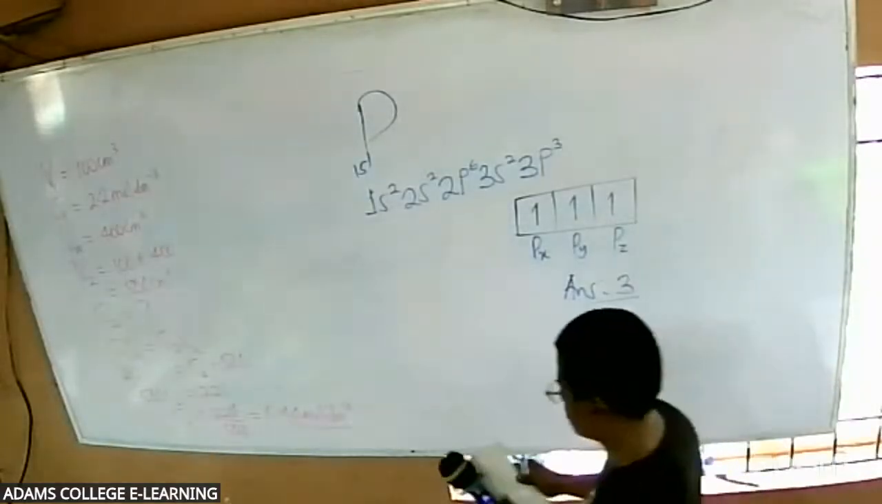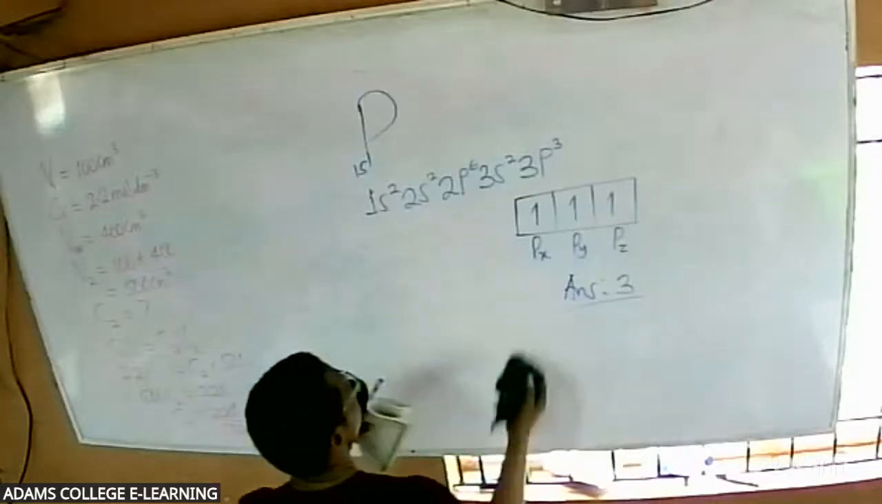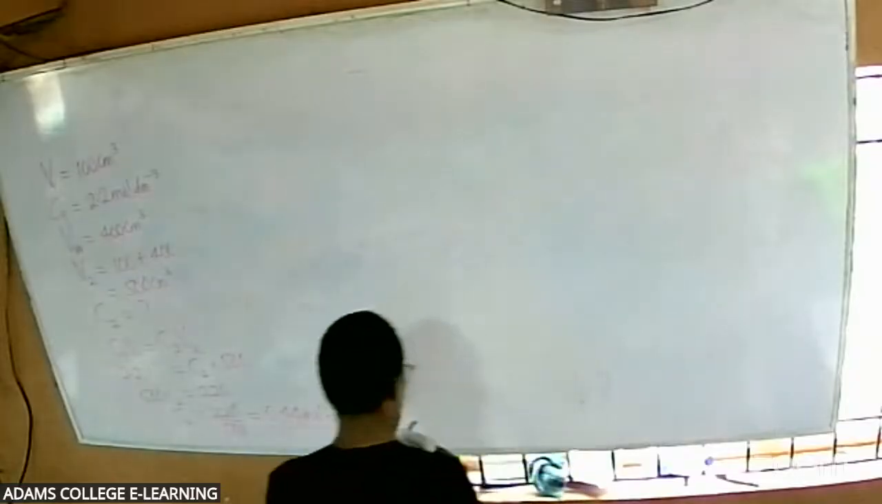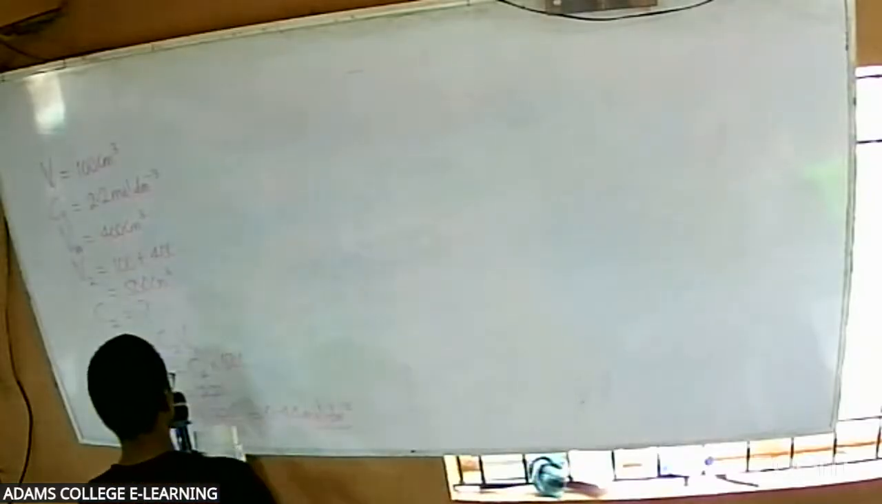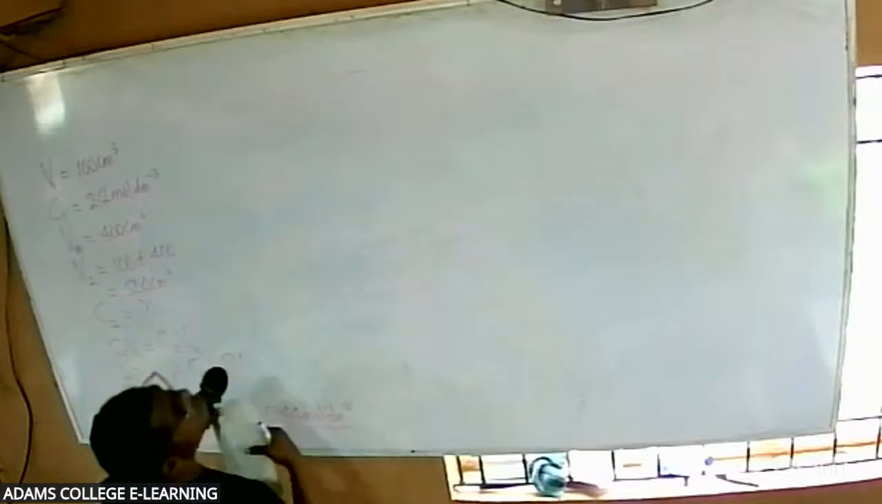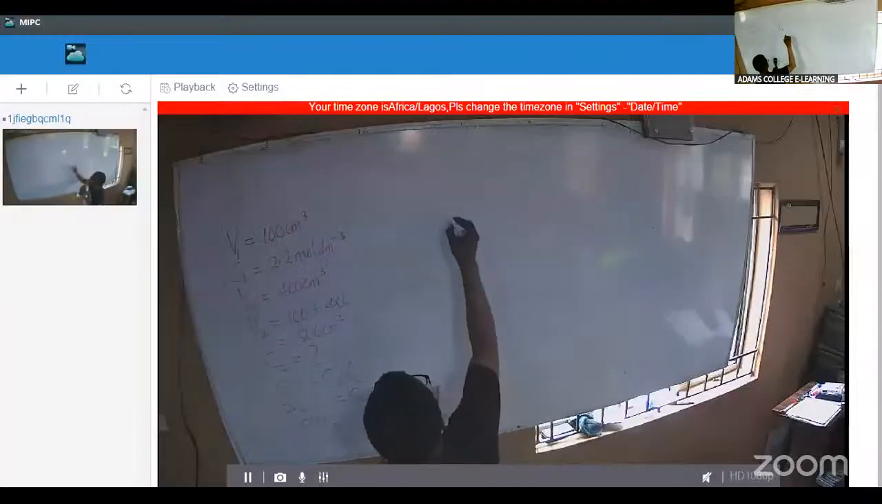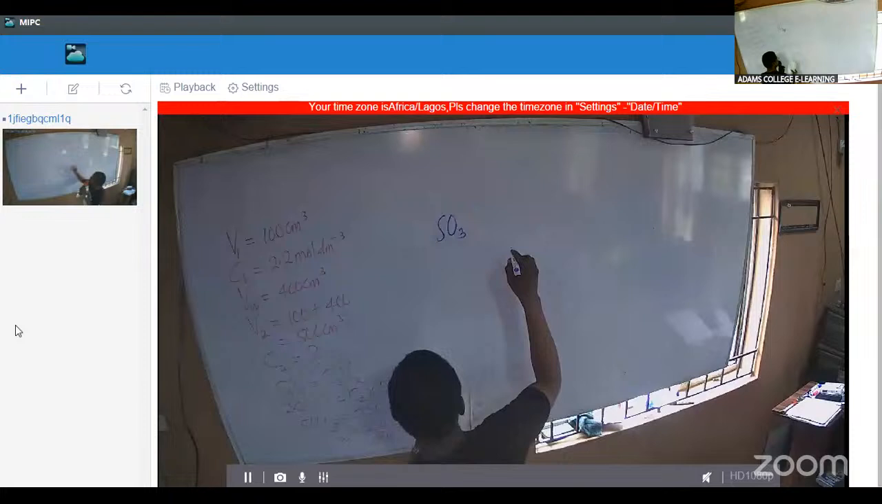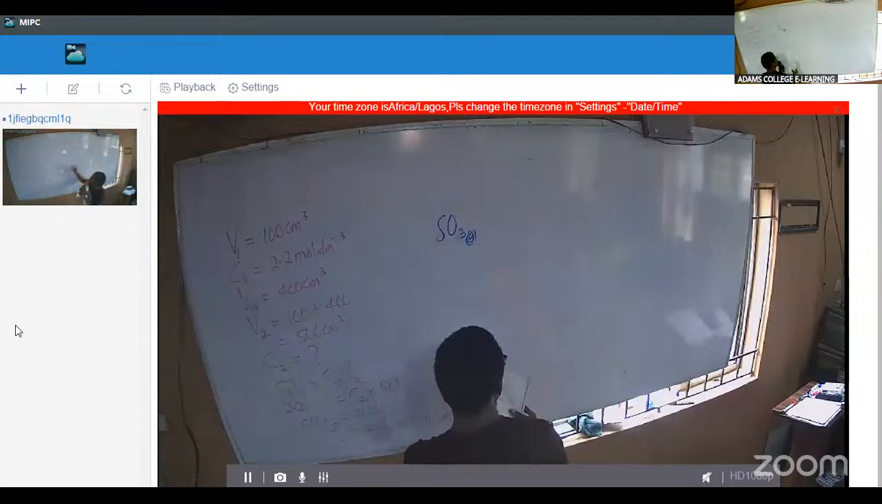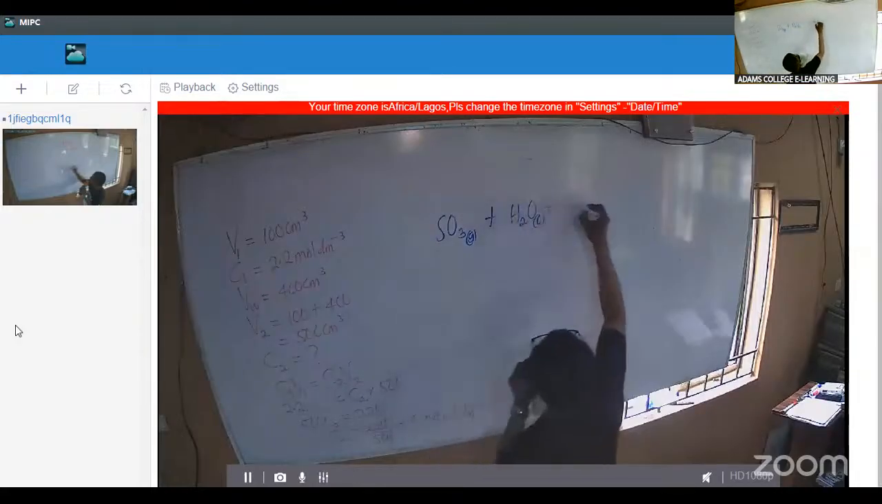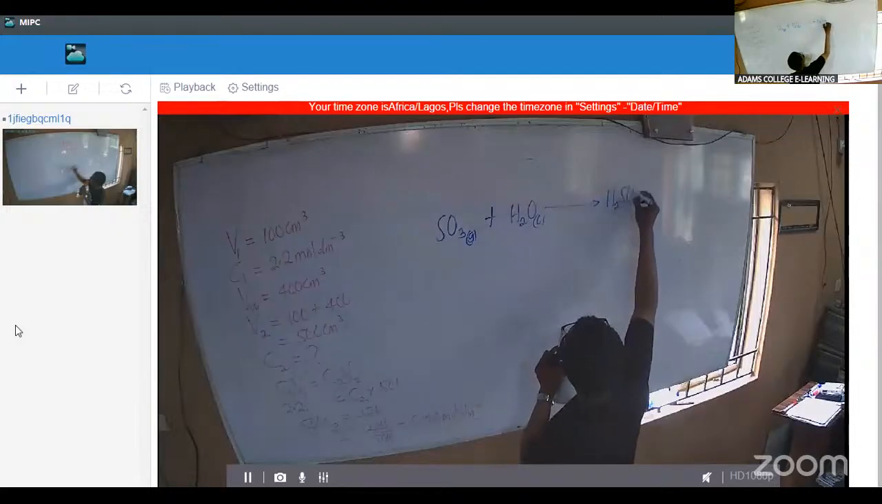Next question. Number 16. Right, SO3. This is a non-practicable equation. SO3 gas, so what's this oxide? Plus water liquid, and we have H2SO4 aqueous.